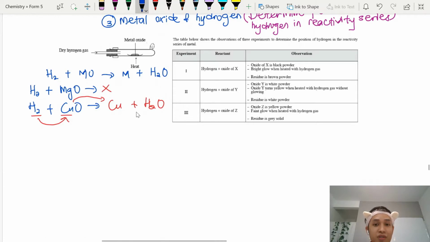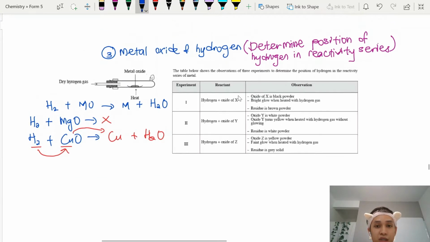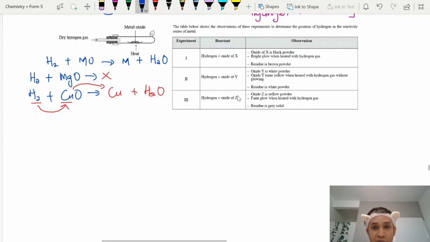Okay, so it's the same concept. If the hydrogen is higher than the metal, then the reaction will happen. All right. If the metal is higher than the hydrogen, then no reaction will happen. Okay. So let's look at the observation here.